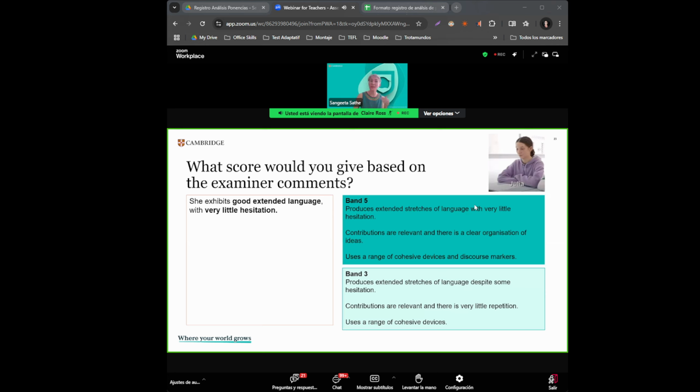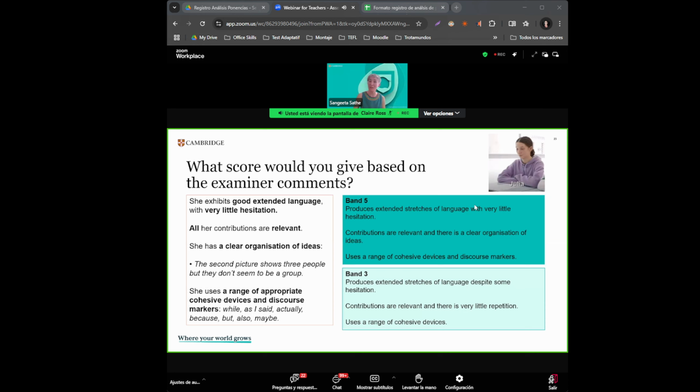So she exhibits good extended language with very little hesitation. All her contributions are relevant. I can see lots more 4s and 5s now. She has a clear organisation of ideas, and we get an example. And she uses a range of appropriate cohesive devices and discourse markers. And again, we get some examples of the things that she said. Okay, so yeah, lots of really nice scores for her.